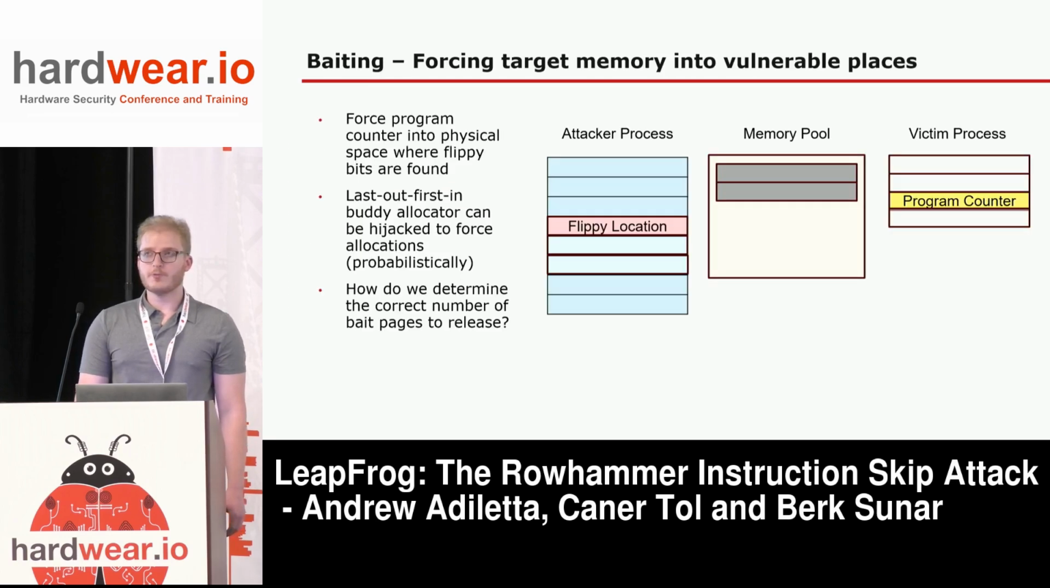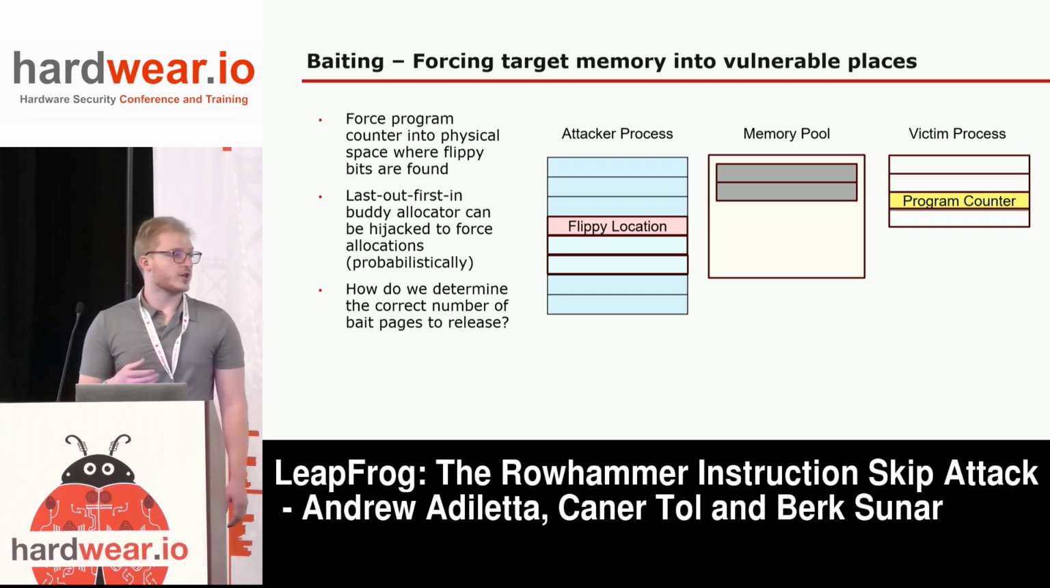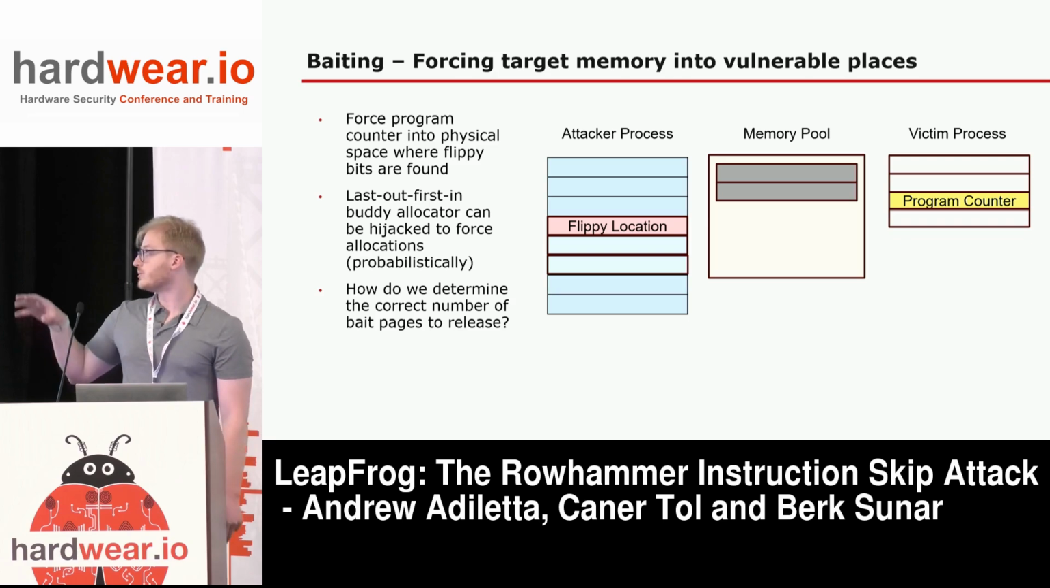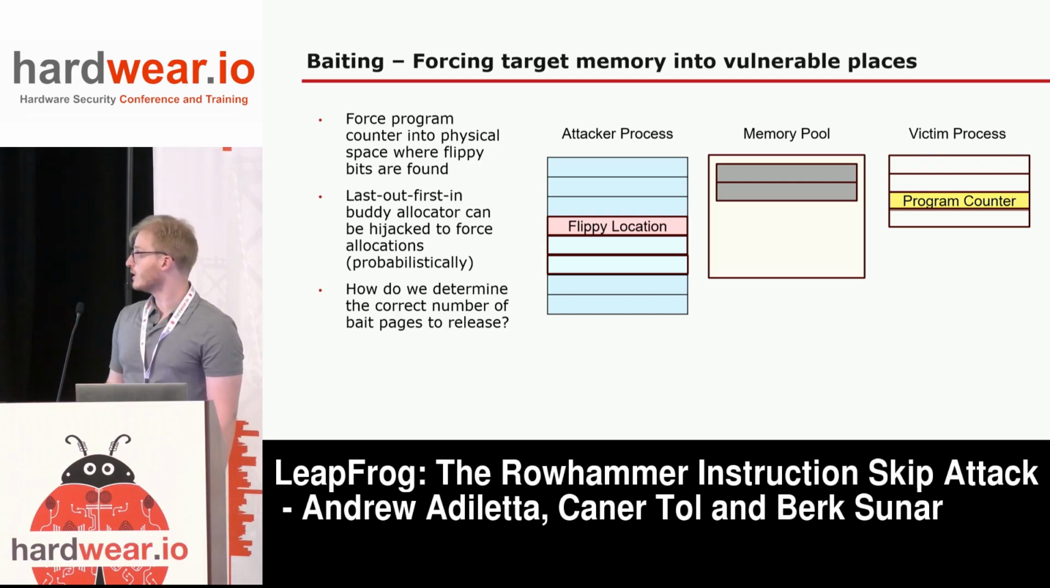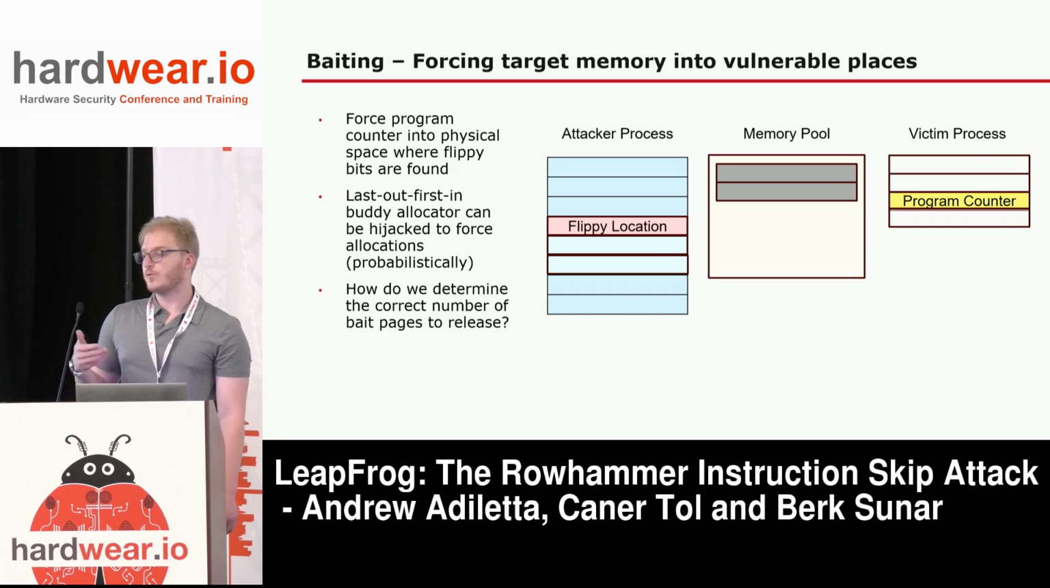So practically, though, how do you massage the memory such that you can force the program counter into that corruptible area in memory? There's a way that you do this. We didn't come up with this particular method, but we adapted it to allow us to corrupt program counters. Linux has a memory allocation system called the buddy allocator. It's a last out, first in allocation method.